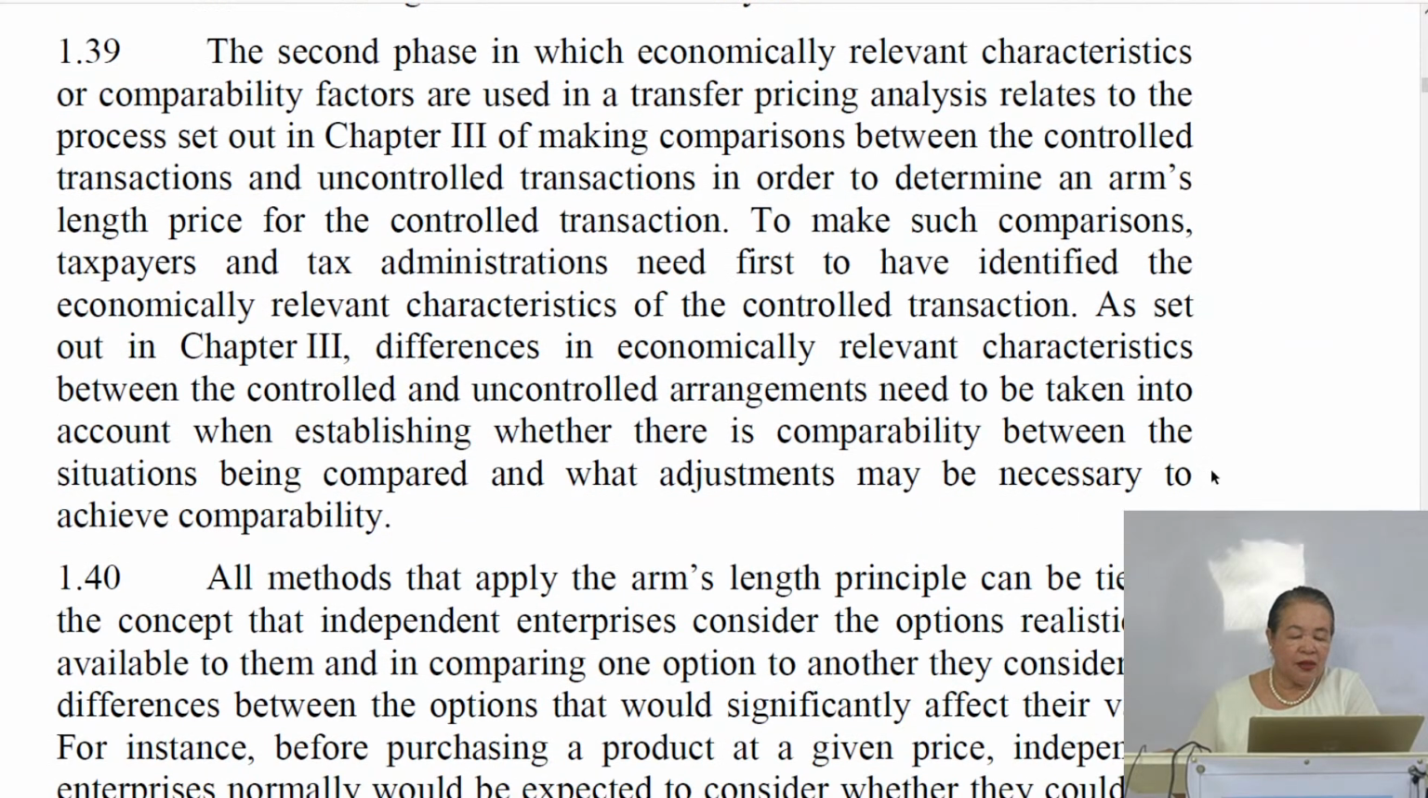So, the second phase in which economically relevant characteristics or comparability factors are used in transfer pricing analysis relates to the process, no, set out in chapter 3, of making comparisons between controlled transactions and uncontrolled transactions to determine the arm's length price for the controlled transaction. So, ano bang hinahanap? Why do you control the arm's length price, no? Kasi especially na magkaiba yung price ng related party with that of the independent party. Kaya hanapin mo yung arm's length price.